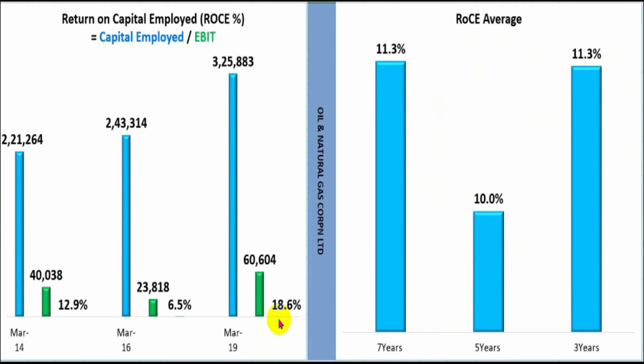In March 19, the return on capital employed was 18.6%, way above its averages of all these 3, 5 and 7 years. On a total source of funds, from shareholders and from borrowings, of 3,25,000 crores, it generated earnings before interest and tax of 60,000 crores. That's an 18.6% return. In 14, it had generated around 12.9%, but in 16, as we saw in the earlier graphs, March 16 had some pressure on the overall profits. Therefore, the return on capital employed also decreased to 6.5%.